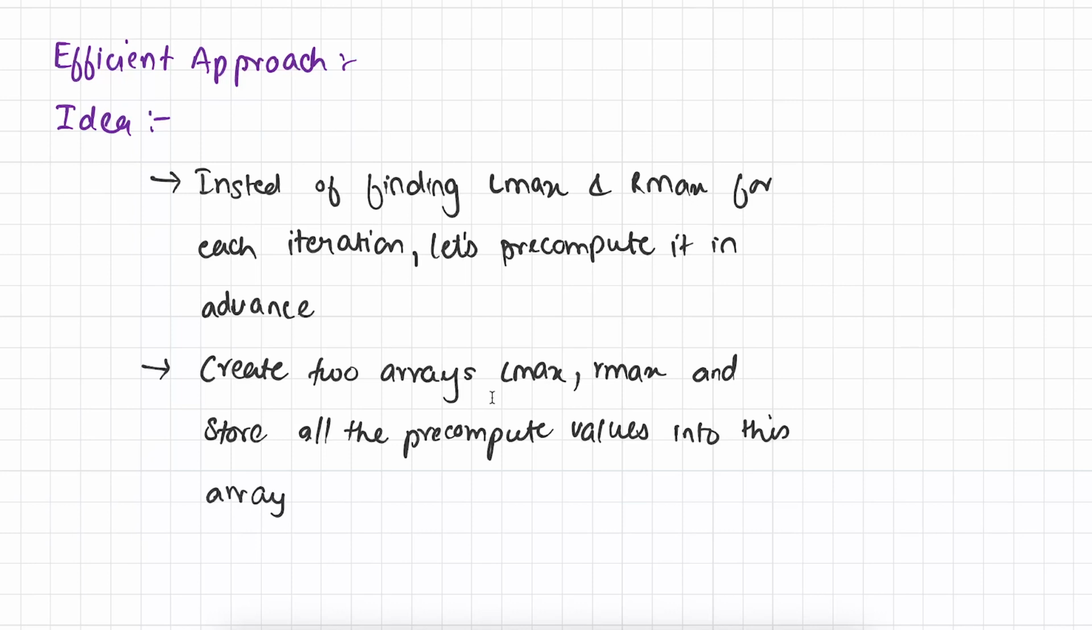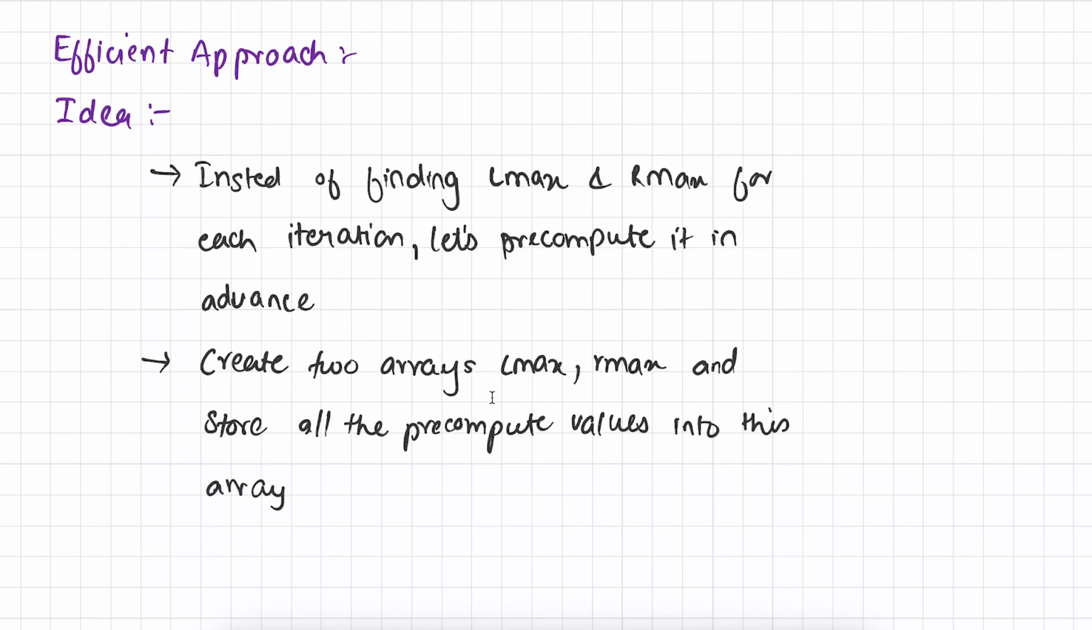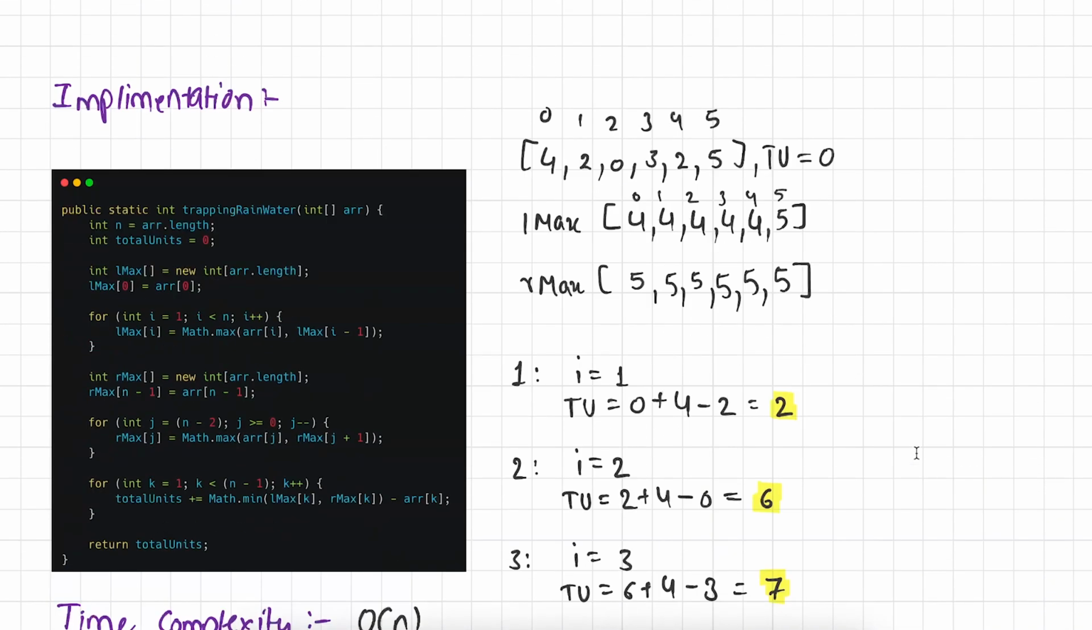Alright, let's talk about the efficient approach to solve this problem. The idea of the efficient solution is pretty simple. Instead of finding Lmax and Rmax for each position, we simply pre-compute all the Lmax and Rmax in advance, and then we reuse the values pre-computed by us. To accomplish this, we create two arrays, Lmax and Rmax, and we store all the pre-computed values in these arrays. So this is the idea for the efficient approach. Now let's see the implementation of this efficient approach.